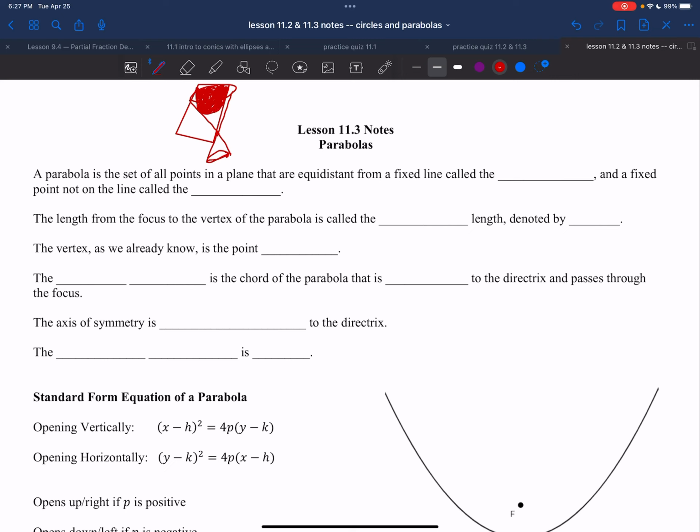Hopefully that's evident. So that's my parabola, and that's where it's coming from.